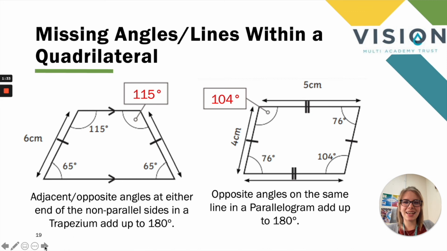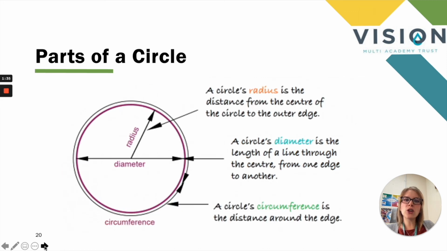Move on to the next slide. So looking lastly at parts of a circle. There are 3 key points that we need to know in year 6 for parts of a circle. We need to know that the diameter of a circle is the length of a line straight through the centre from one edge of the circle to the other. We need to know that the radius is the distance from the centre point to the outer edge, and we simply need to know that the circumference is the total distance around the edge of the circle.